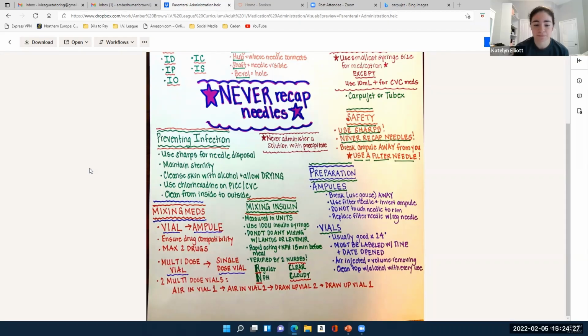Okay. Mixing insulin. So you know insulin's measured in units, not mLs. You always use an insulin syringe to pull up insulin. It comes in a 100-unit insulin syringe. You cannot mix Lantus or Levemir with anything. How come? Because they're long acting. Yeah, these are long acting, so you don't mix. Okay.